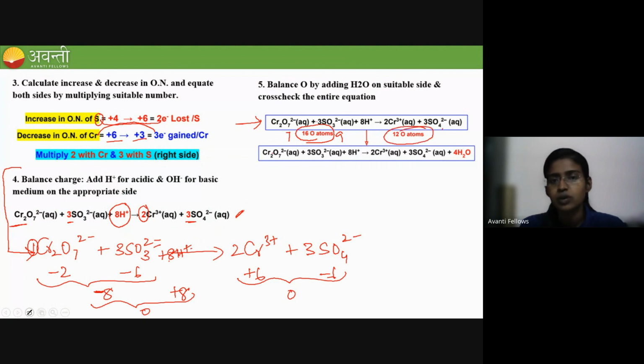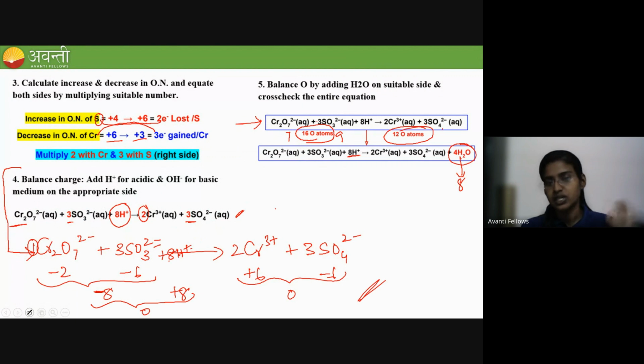To balance this oxygen, we are adding H2O in the right hand side. So in the right hand side, 4 more oxygen is needed, so I am adding 4 H2O molecules. And after adding this H2O, check with the hydrogen also. So 4 2s are 8 hydrogen here, and here also we have 8 H plus. So hydrogen is balanced. Oxygen is balanced. Sulfur, chromium, everything is balanced. And here the charges are also balanced. Now the equation is balanced.